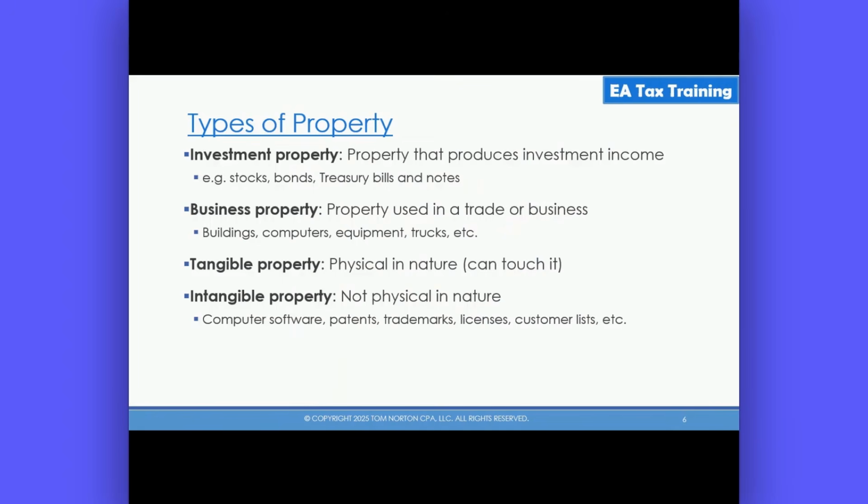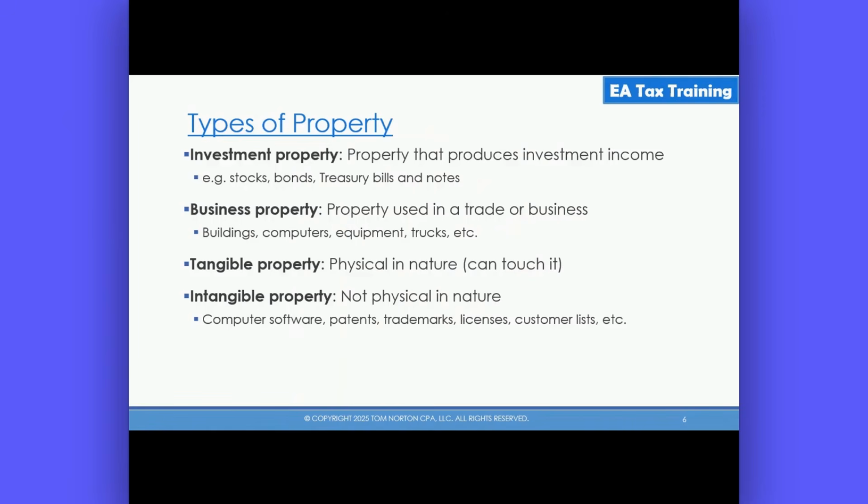First of all, you'll see investment property, and that's simply property that produces investment income. So it's things like stocks, bonds, treasury bills, and notes. Next, you'll see business property, which just means property that is used in a trade or business. Could be buildings, computers, equipment, trucks, etc.